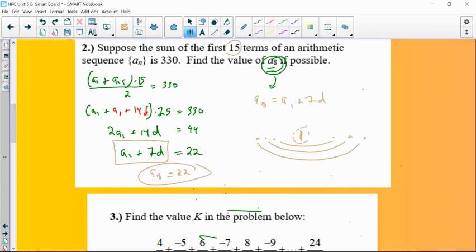We can only find the 8th term, and that's it. There's no other terms we can find. But the other kind of cool thing is that any arithmetic sequence that has 22 as the middle term, there are multiple sequences you can come up with that could have a sum of 330, and all of them would always have 22 as the central point, which is really cool.